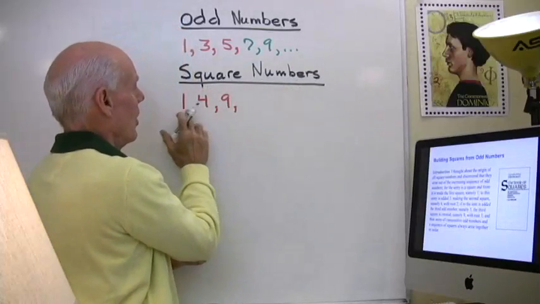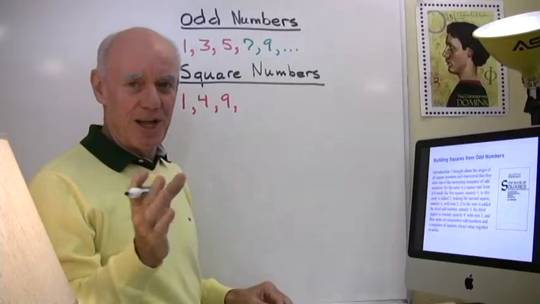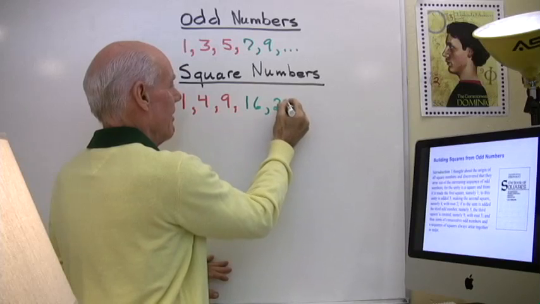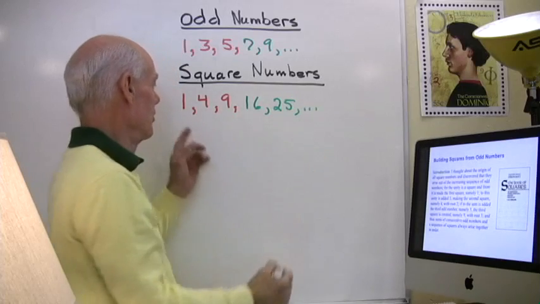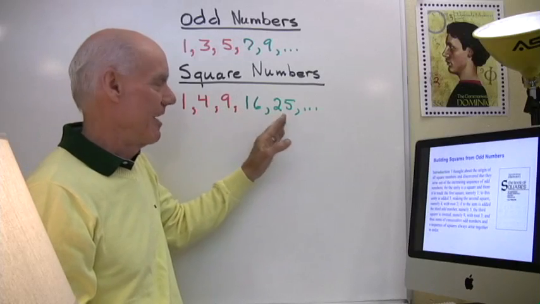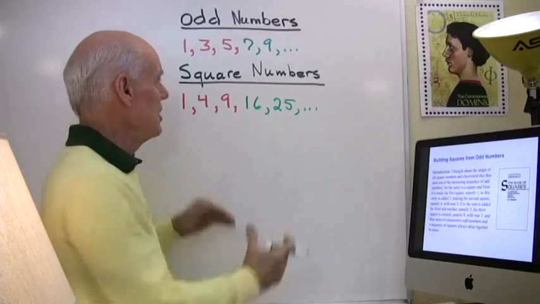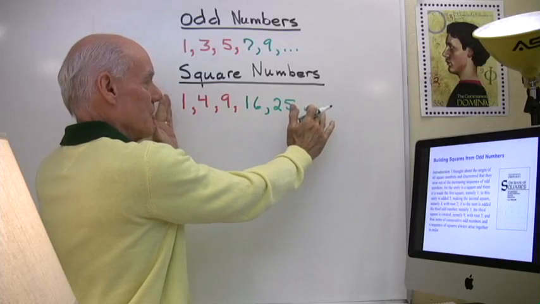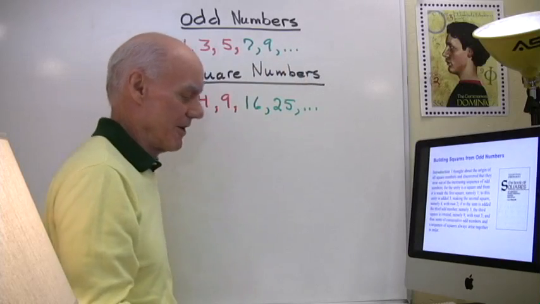Sequence of squares: 1, 4, 9. Next number in that sequence, 16. Number after that, 25, and so on and so forth. So this is 1 times 1, 2 times 2, 3 times 3, 4 times 4, 5 times 5. Now these two sequences are actually related. You can build this sequence right here, the sequence of squares, from the sequence of odd numbers.